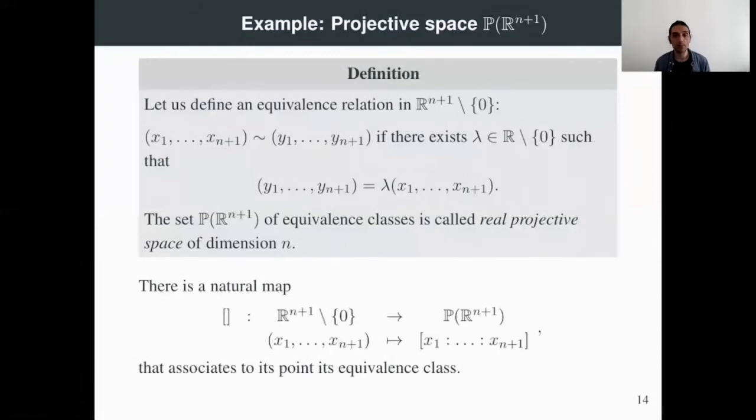There is a map between R to the power n plus 1 minus the origin and the real projective space, which sends any vector to its equivalence class, right? This is just a map, which is of course surjective, right? And the preimage of a point is the set of vectors that belong to the same equivalence class.